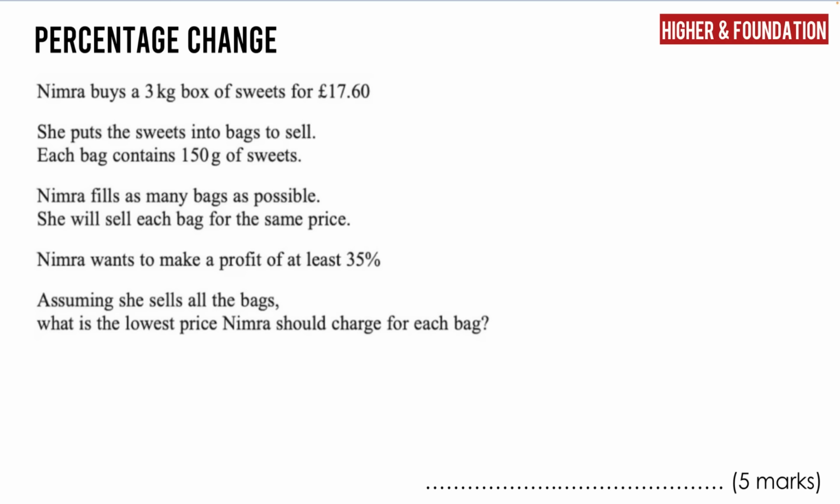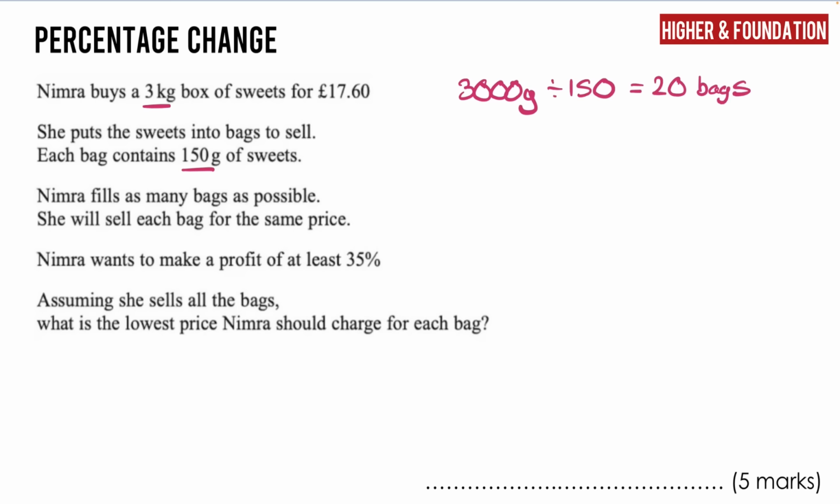She puts the sweets into bags to sell, and each bag contains 150 grams. So straight away we can work out from this exactly how many bags she's going to sell. 3 kilograms is 3,000 grams, and we want to divide that by 150. So 3,000 divided by 150 comes out as 20 bags. So she's going to sell 20 bags of sweets.